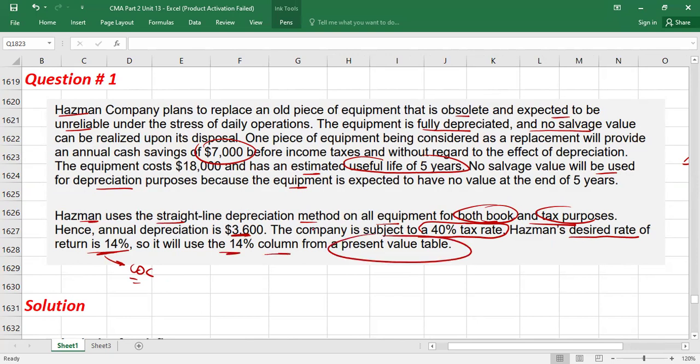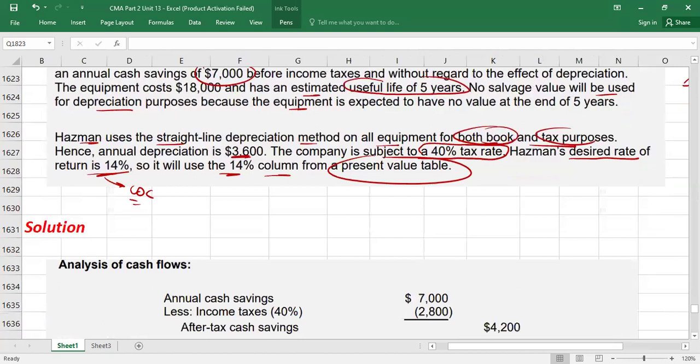This information is just given. Obviously, as I told you, this is a cost of capital. Our investor's required rate of return or desired rate of return. So at least the company wants to make a minimum of 14% from here. Okay, so now here we have other information. So this is the complete question. Now let's start with the net present value calculation.